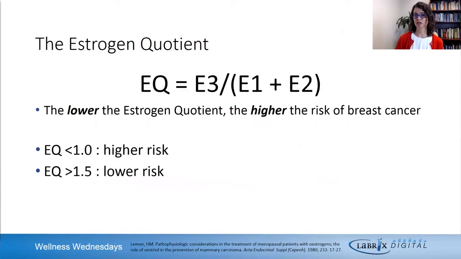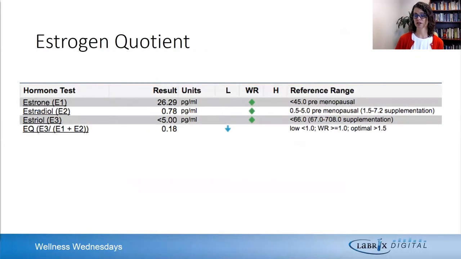So this estrogen quotient is a math equation where the level of E3 is divided by the levels of estrone plus estradiol. The lower the estrogen quotient, the higher the risk of breast cancer. So whenever we see an estrogen quotient under 1, we're thinking about this woman having a higher risk for breast cancer or estrogen-dependent cancers, and we really want to see the EQ at 1.5 or above to put a woman in the more protective range. So this is what you will see in your test results. This is what the estrogen quotient will look like.